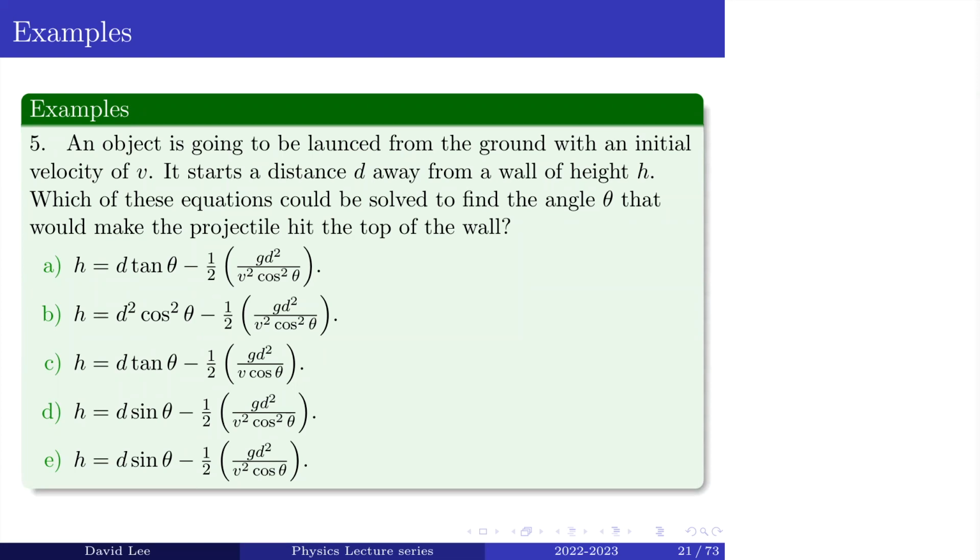So now let's do this question. We have a projectile and it's launched at some angle theta, but we don't know what theta is. And there's some sort of wall here. The wall has height h and it's a distance d away from the launch point. And so we want the projectile to hit exactly the top of this wall.